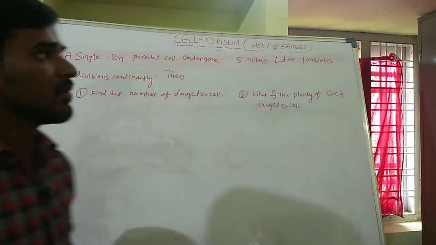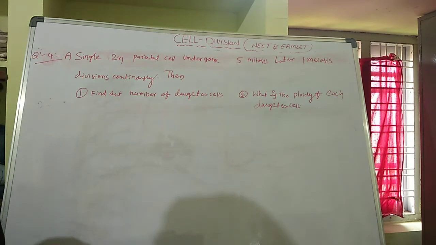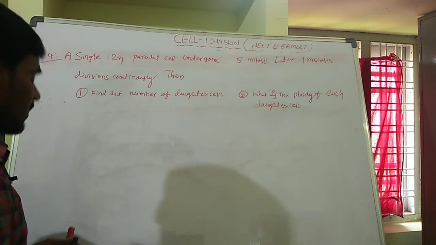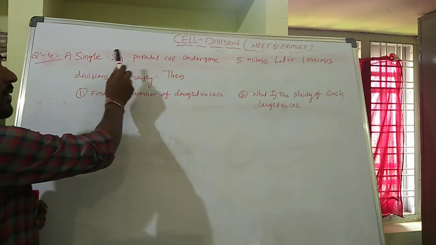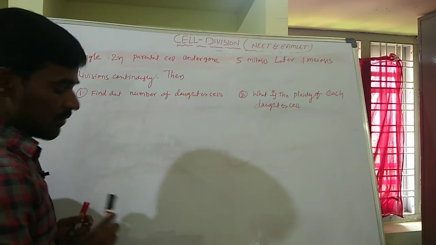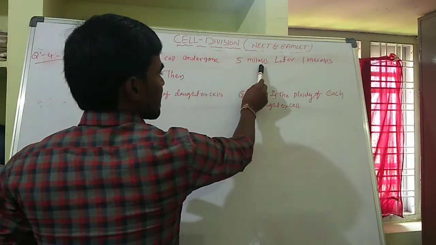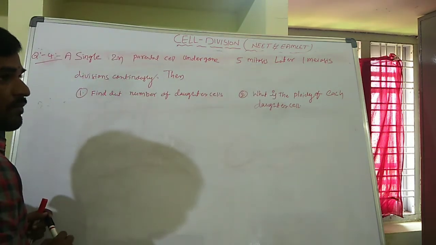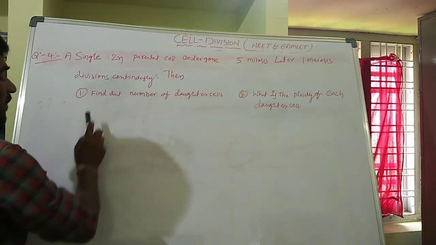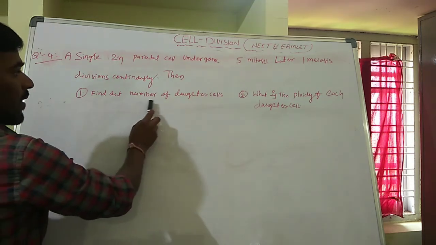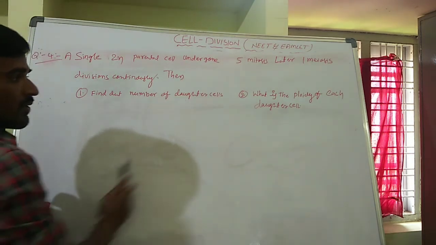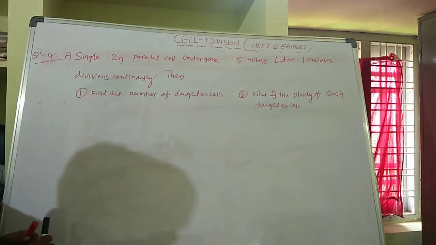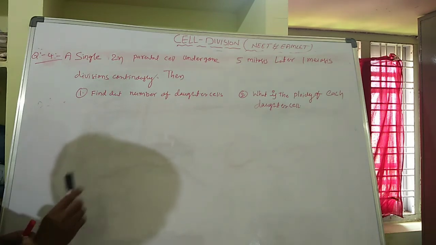Next question is a different question. A single 2n, meaning diploid, parental cell undergoes 5 mitosis divisions and later 1 meiosis division continuously. The first question: find the number of daughter cells. The second question: what is the ploidy of each daughter cell? Here he asked 2 questions.